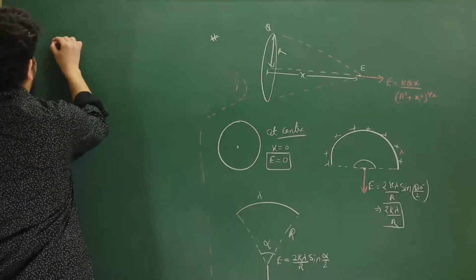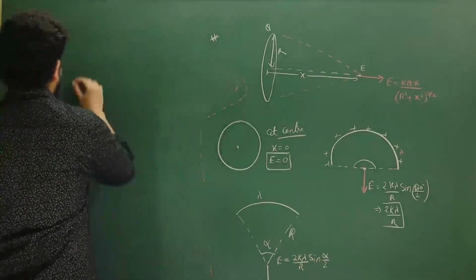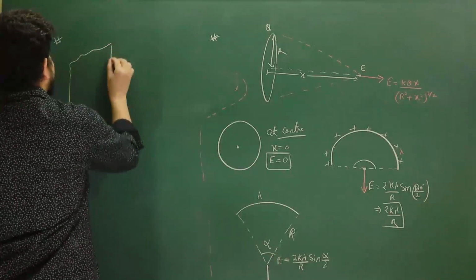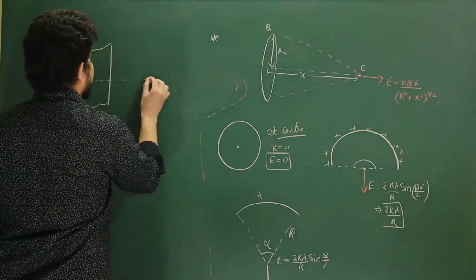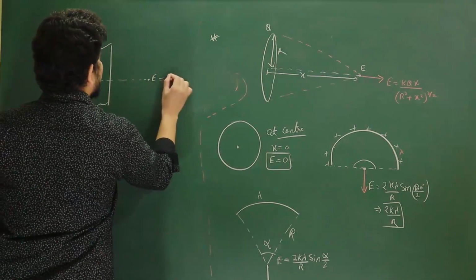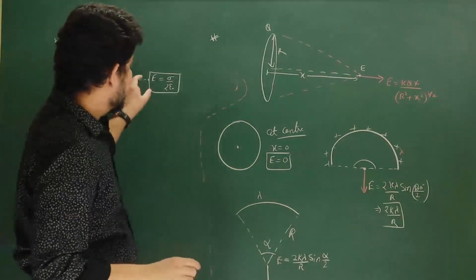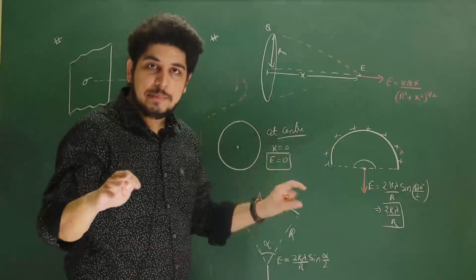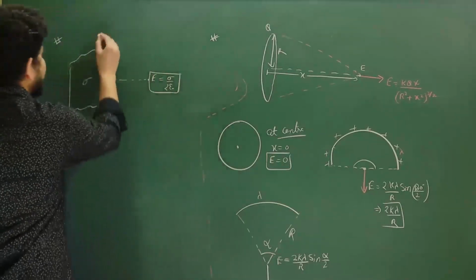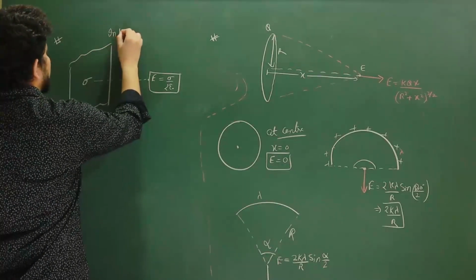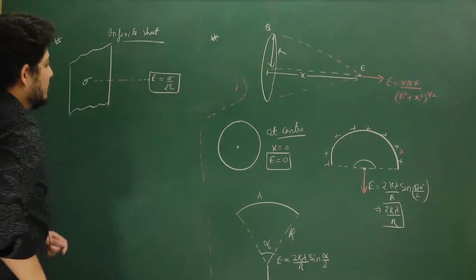So we can also find the electric field due to an infinite sheet, which is an infinite charge sheet. If this is an infinite sheet having surface charge density sigma, then the electric field at this point will be equal to sigma by 2 epsilon naught. So the electric field due to a sheet will be independent of R. So this quantity is independent of R, and we are talking about an infinite charge sheet.